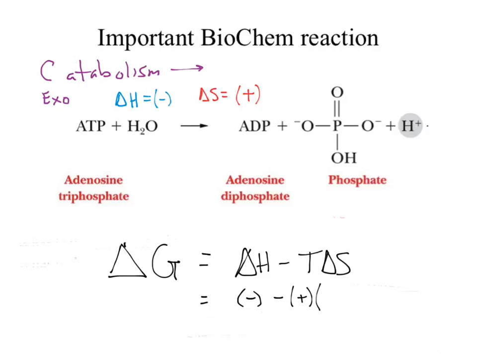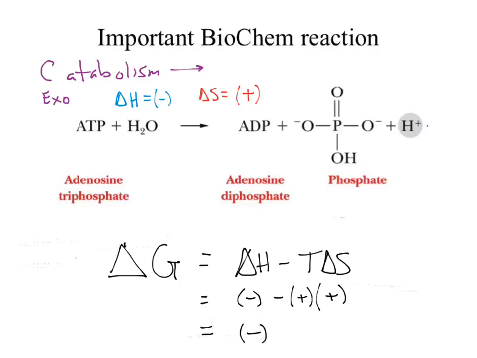Our delta S, in this case, was positive. Is it flickering? Yep, that's awesome. Which means our delta G in this case, if we have a negative number minus a positive number, it'll be negative. I was thinking multiplication. It's okay.